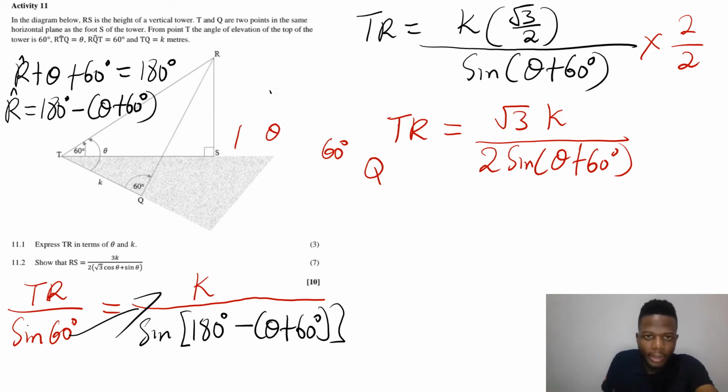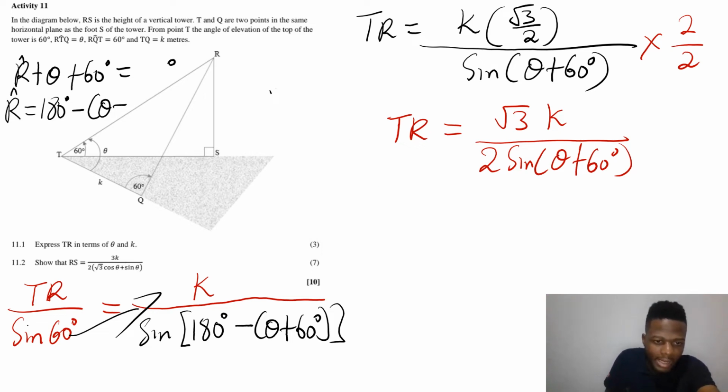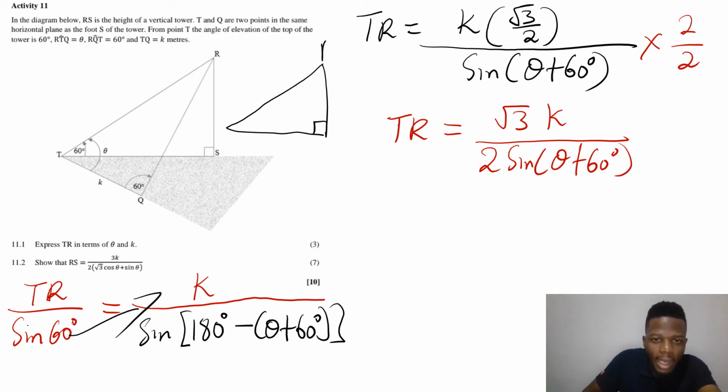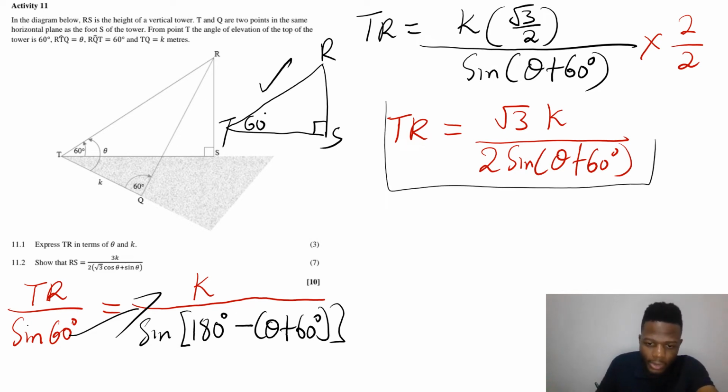The next question is, we must show that RS is equal to 3k over 2 multiplied by root of 3 cos theta plus sine theta. Before anything else, let's check where we find this length RS. We have this right-angled triangle RST, and on it we are given 60 degrees, and we also have TR. So we're not going to struggle.